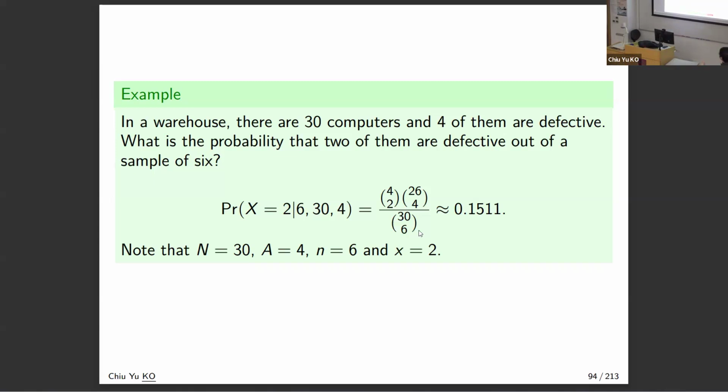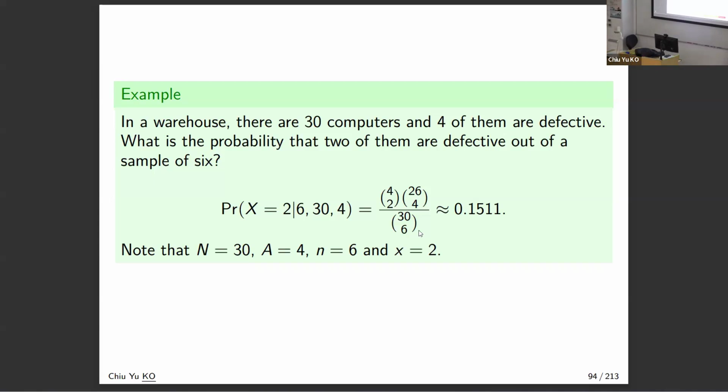The question we're asking ourselves is, we take out 6 objects, okay? How likely is it that 2 of them are defective? So small n is 6, and x is 2. So let me repeat: big N is 30, A is 4, small n is 6, x is 2. I use this notation because this is how we input the Excel formula. So you ask me why I have something crazy, because this is what numbers you input in Excel, okay?